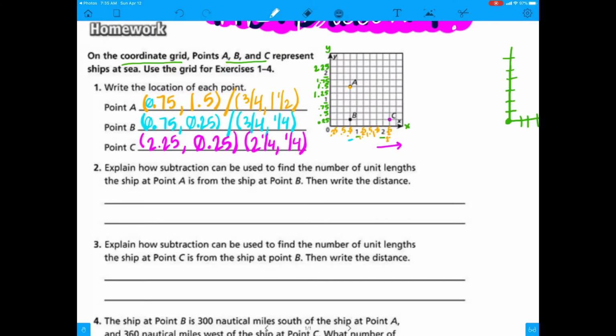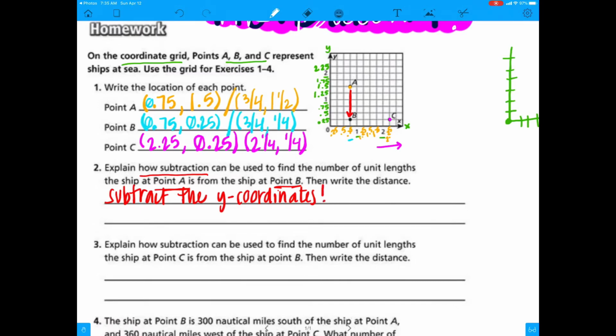Point B and point C are on the same horizontal line, and A and B are on the same vertical line. So now we need to explain how subtraction can be used to find the number of unit lengths from the ship at point A to the ship at point B, and then write the distance. Some people are going to say, why don't you just count the boxes in between? Great, love that idea. But not all the time are you given a graph of it. You might just receive the coordinates, and they say, hey, what's the distance?